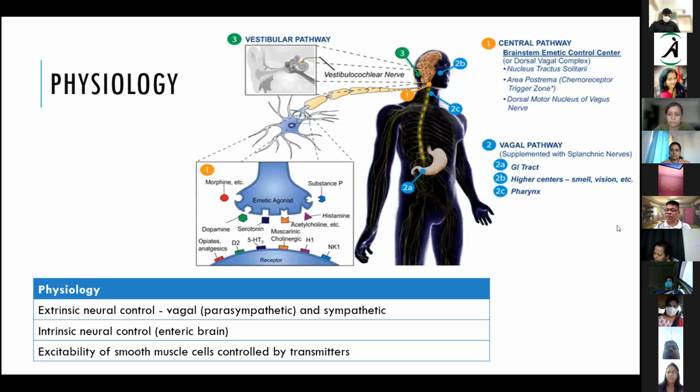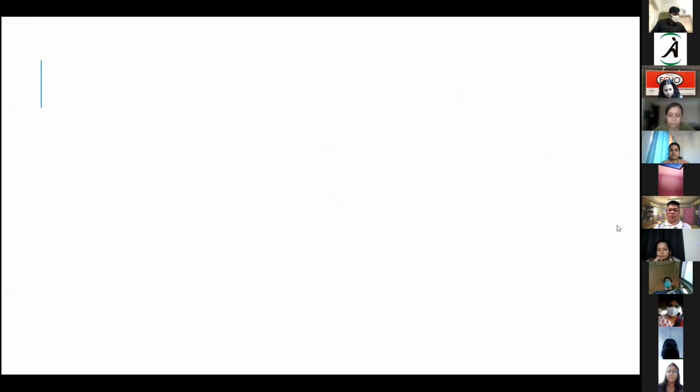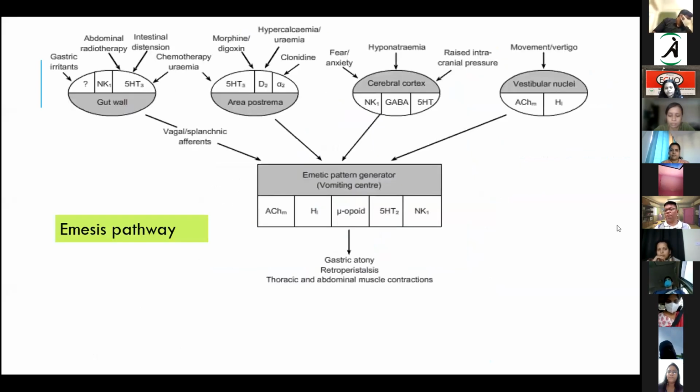The main physiological process is an extrinsic neural control, where the vagal, which is the parasympathetic system, and the sympathetic system are involved. It could be enteric brain activity or excitability of smooth muscle cells controlled by transmitters. When we understand this physiology, the neurochemical receptors involved in triggering nausea and or vomiting depend on where the afferent signal is coming in from. Each area has its own set of neurotransmitters through which it is mediated.